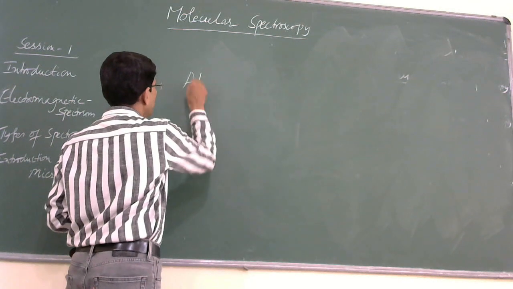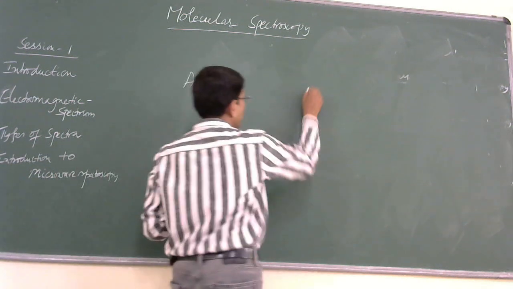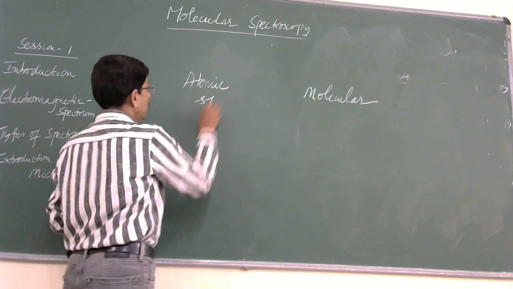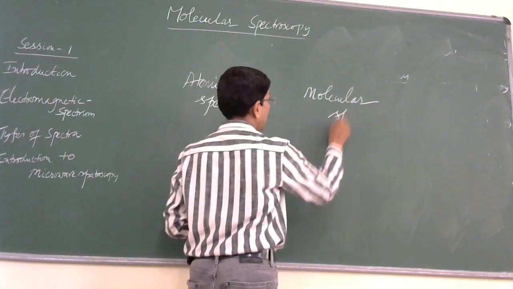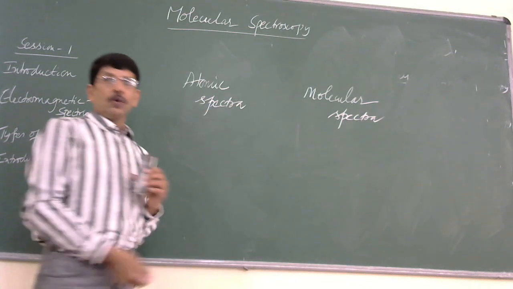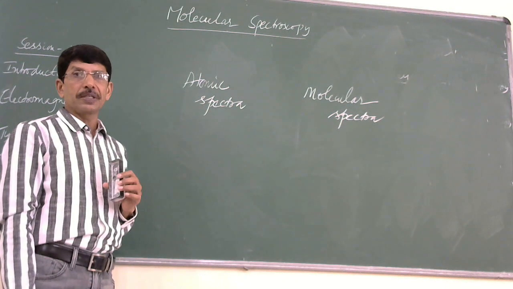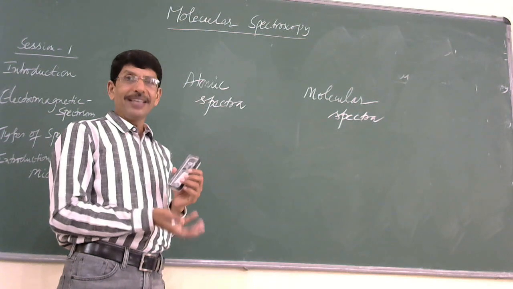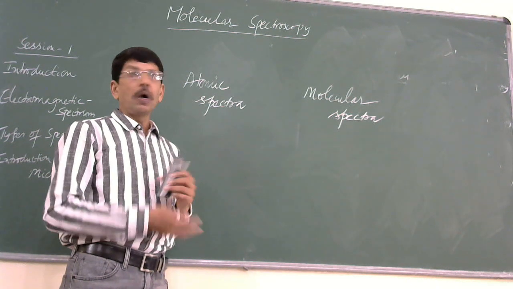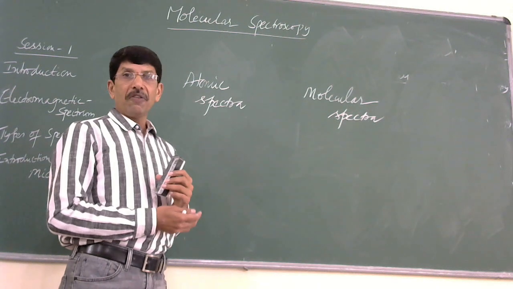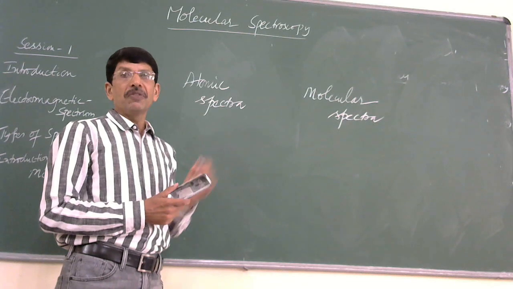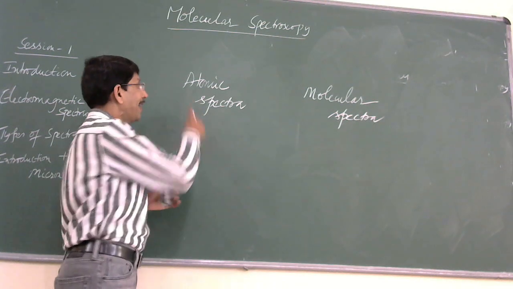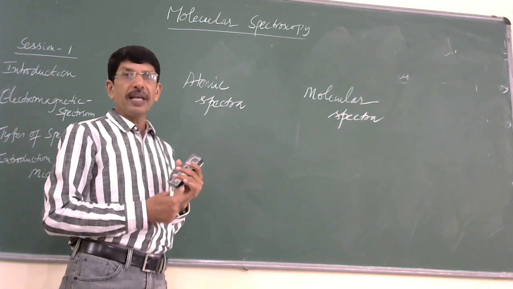The other way of classifying the spectra is atomic spectrum and molecular spectrum. If the matter being exposed to radiation is made up of only atoms, like sodium metal, potassium metal, lithium metal, hydrogen atoms, or neon gas, then the spectrum obtained from such an atomic sample is called the atomic spectrum. Spectrum is singular and spectra is plural.